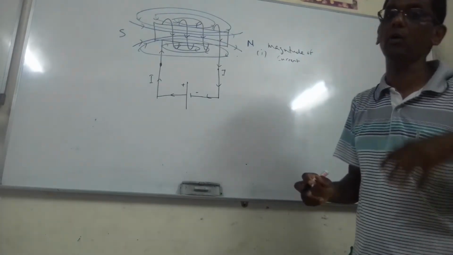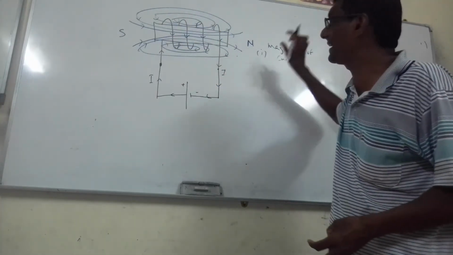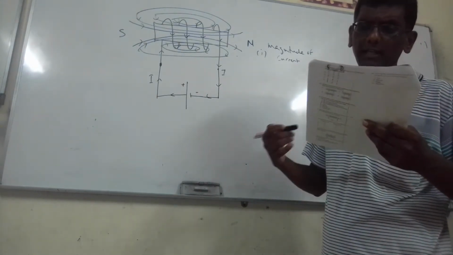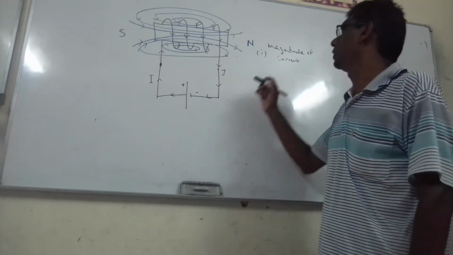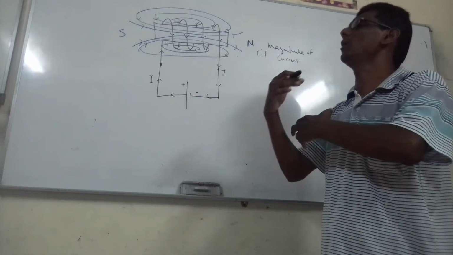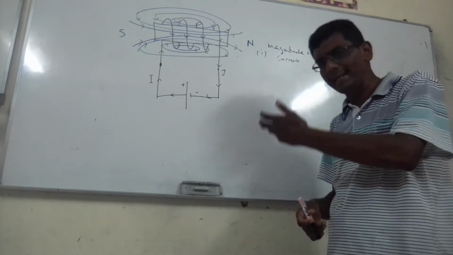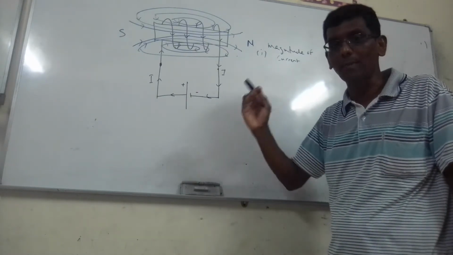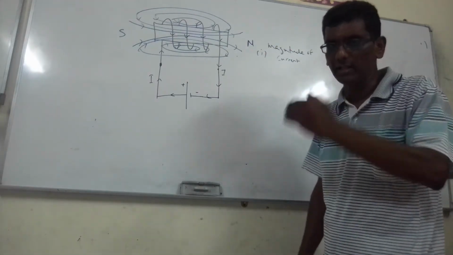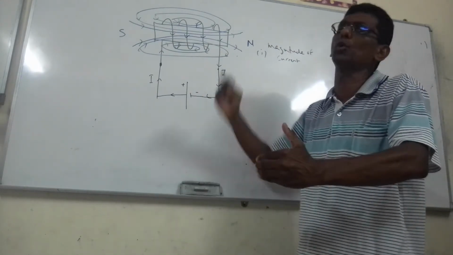How does the factor affect the strength of the electromagnetic field? The strength depends on the magnitude of current. They asked to state how each factor affects the magnetic field. When the magnitude of current increases, the strength of the electromagnetic field also increases.